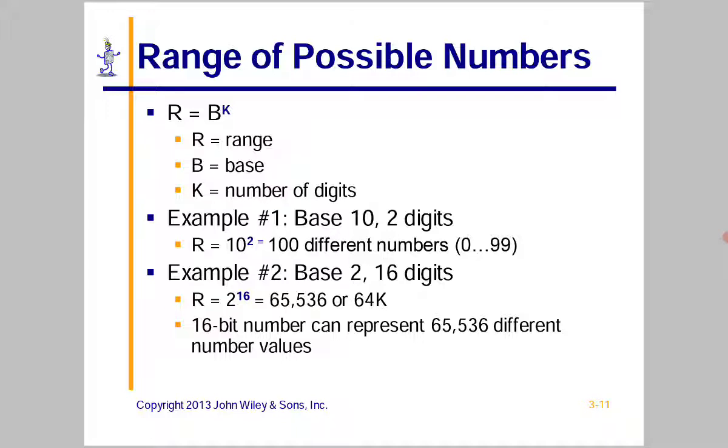Example 2, base 2, 16 digits: the range is equal to 2 power 16, so 65536. So a 16-bit number can represent 65536 different number values.